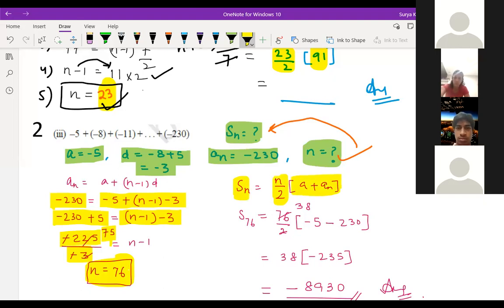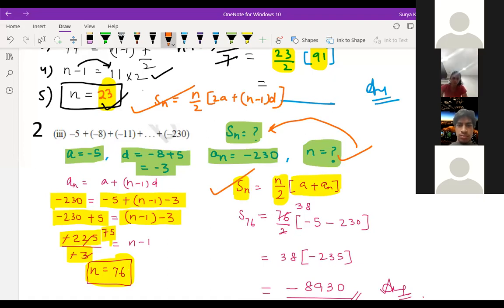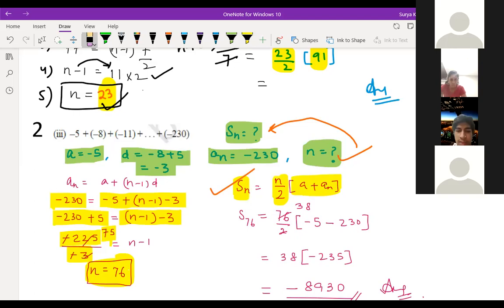Now we can easily find Sn. The formula we know is n by 2 into a plus an. Is it clear, children? Or you can use the other formula also, no problem. Sn is equal to n by 2 into 2a plus n minus 1 into d. You can use this formula or that formula. The answer will come the same, whichever formula you use.